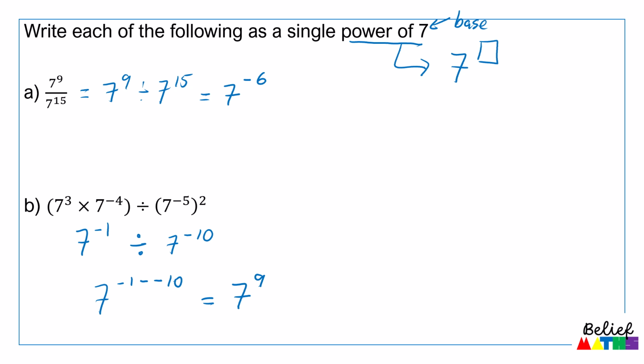Okay, so again, our order of operations, or our BIDMAS, is in play here. But we also have to make sure that at the end we remember this, when we're dividing, we subtract, and subtracting a negative is the same as adding, and then our minus 1 plus 10 is 9. So remember, a single power of 7 means 7 is our base, and then we have to work out whatever our index is going to be.